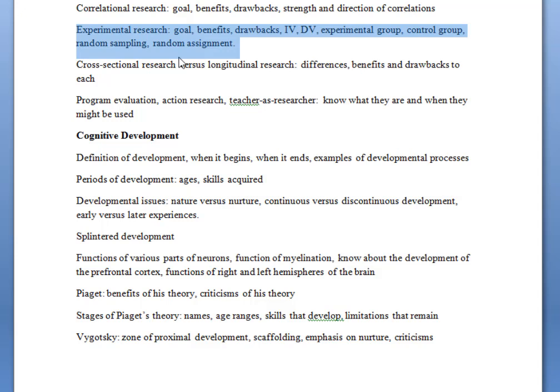The control group either gets nothing, or they get whatever they already had, or potentially a placebo, a fake pill or a fake treatment, that kind of thing.